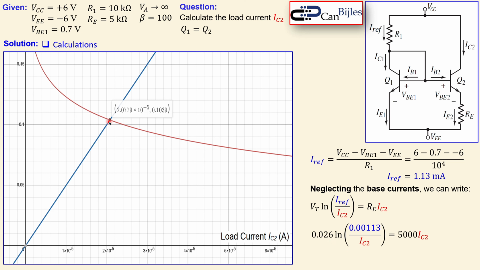Now when you look at the intersection point here, you see that the intersection is at 2.0779 times 10 to the power minus 5. That means actually 20.779 microamps. So when you solve this using a graphing calculator or any other plotting program, you will get this solution. So we have actually now calculated our load current.